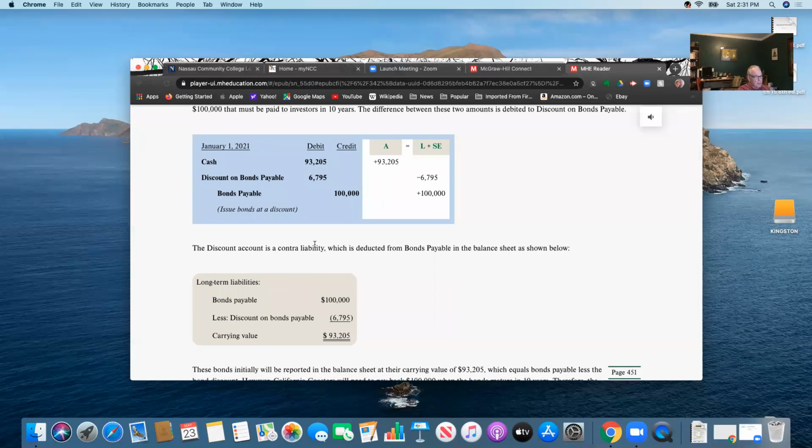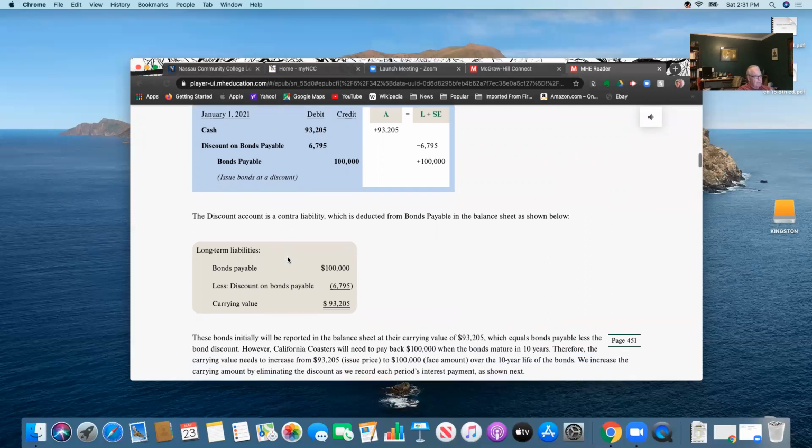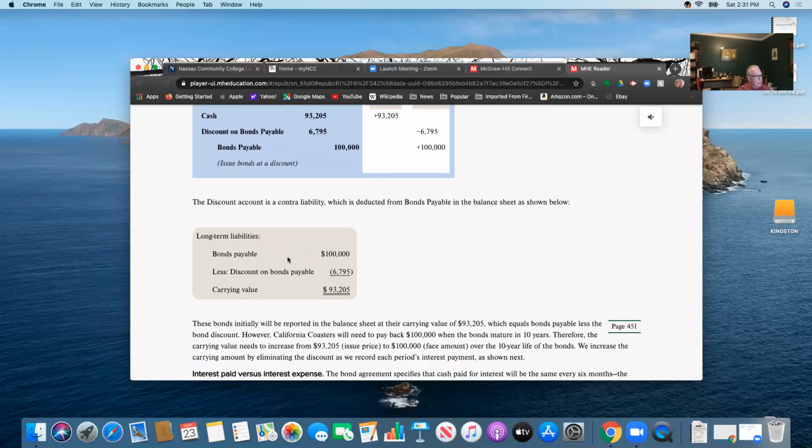It's a contra account. Remember we learned about contra accounts last semester? Accumulated depreciation was a contra asset account. The allowance for doubtful accounts was a contra asset account. Well, this is an example of a contra liability account. On the balance sheet, this is how we would show it. We would show bonds payable at the face amount minus the discount gives you carrying value, right? Carrying value.